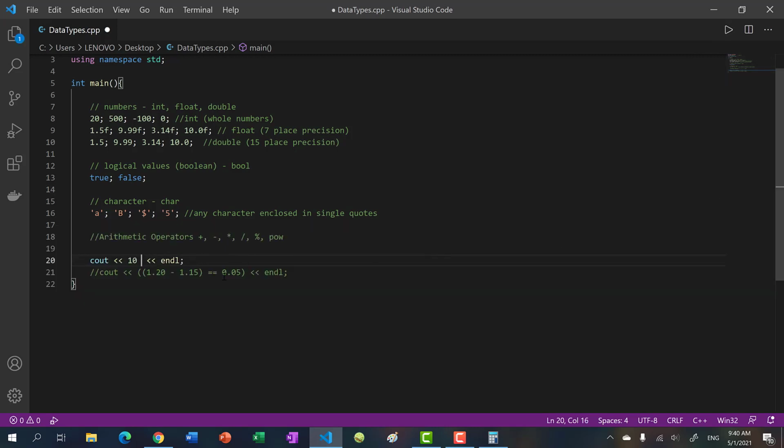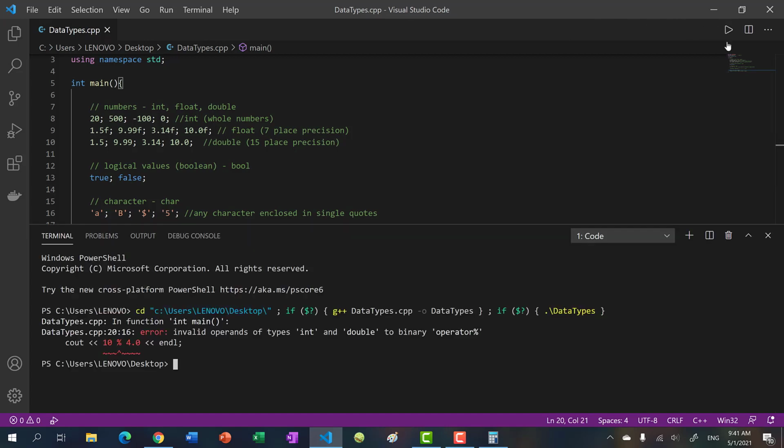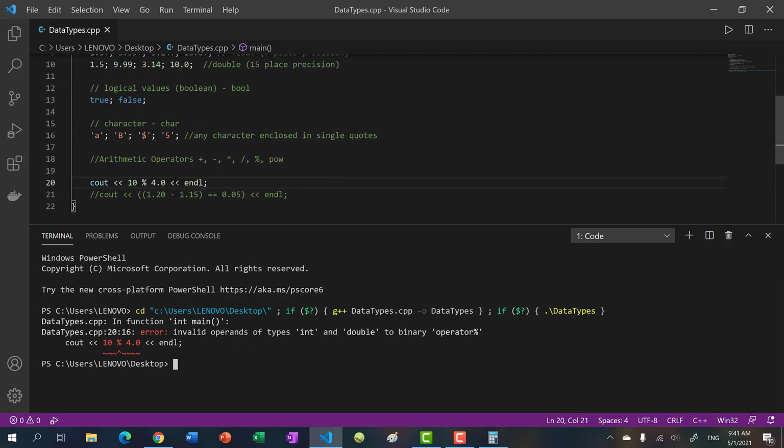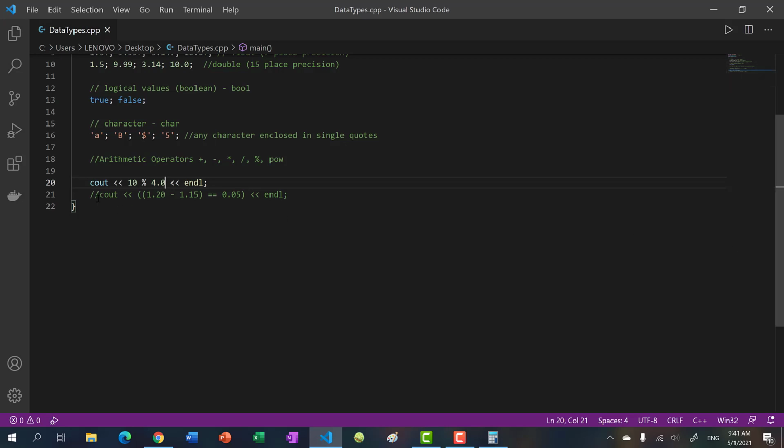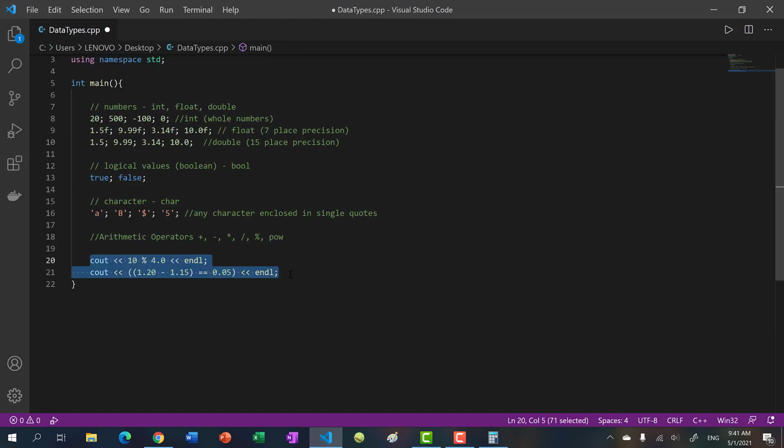But if I try to do something like 10 mod 4.0, let's see what happens. We get an error. We can't use modulus on a floating point number or a double. You can only do this with an integer because of the reason I specified earlier, which is you get a precision error with double and floats. Okay? And then finally we have power.